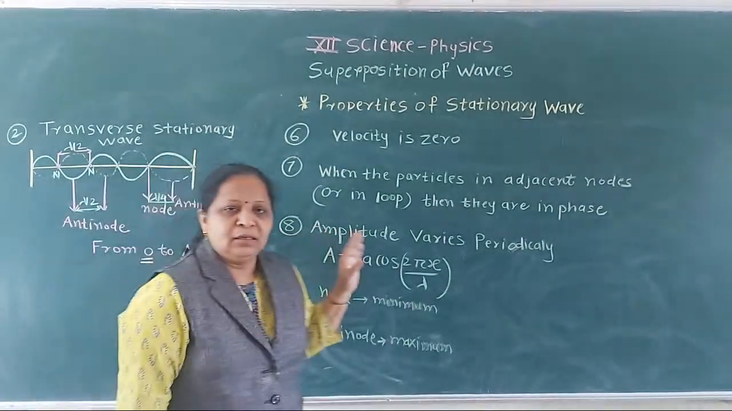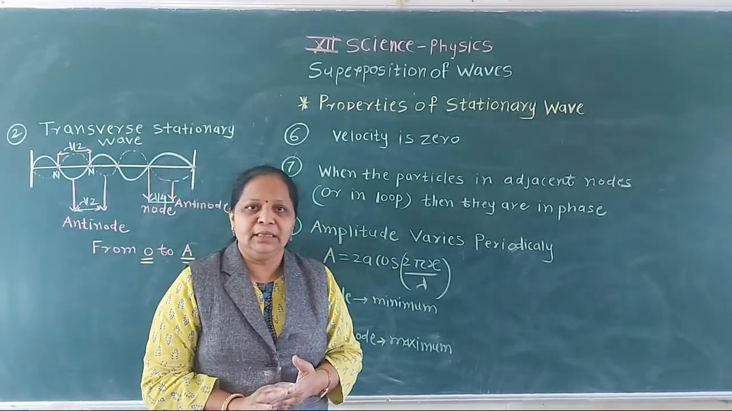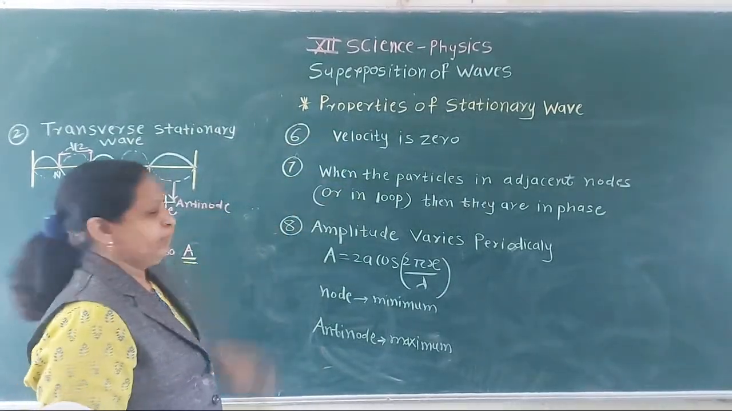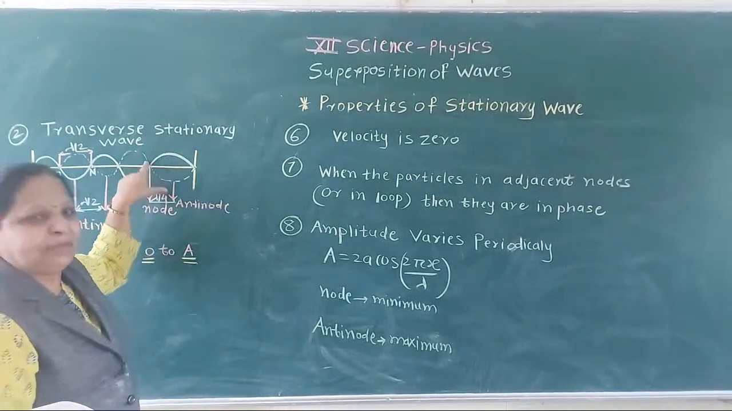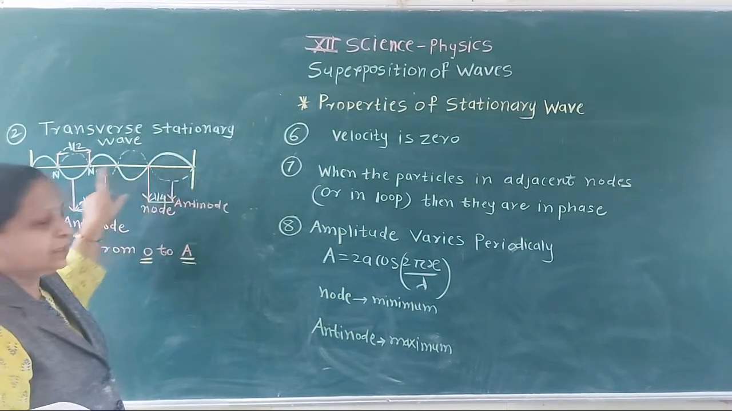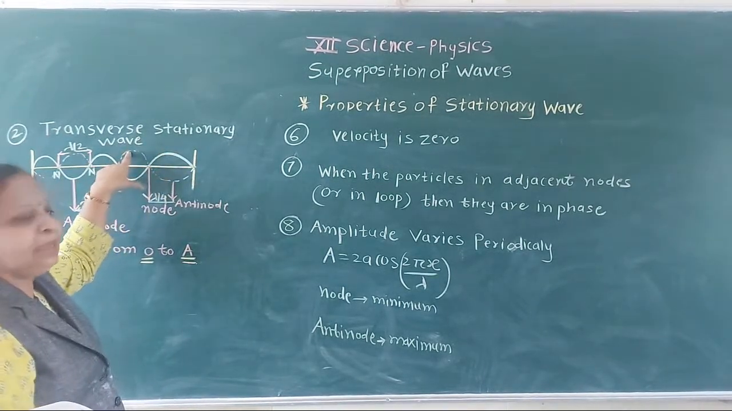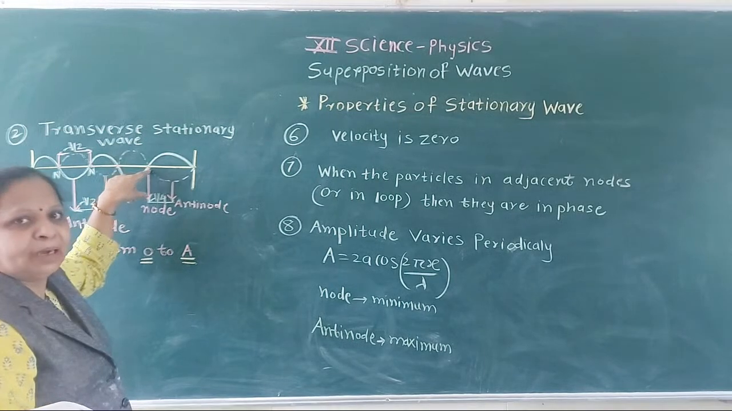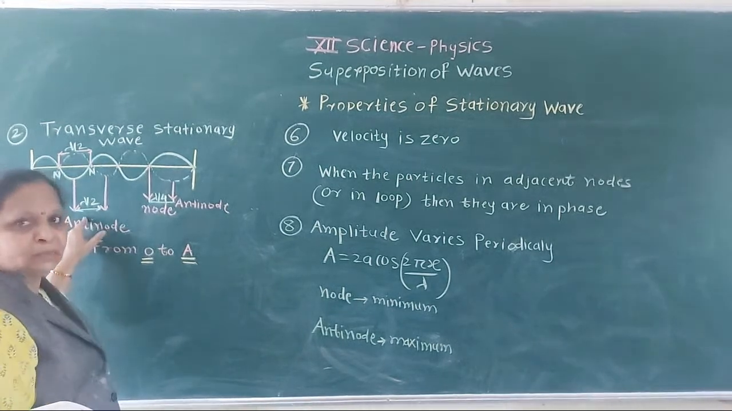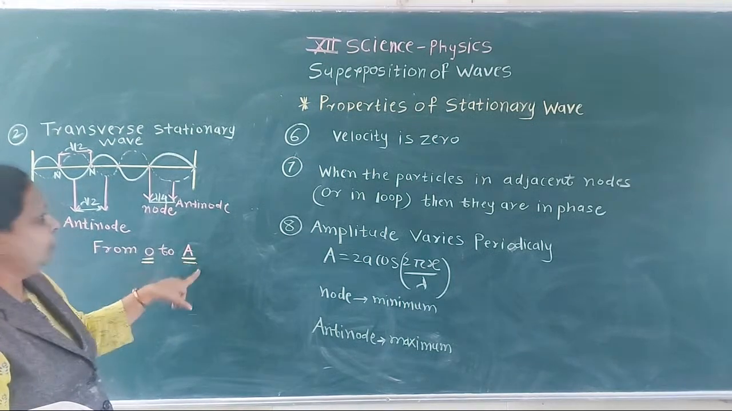First property: the stationary wave is produced due to the superposition of two waves through a medium along the same path in opposite direction. Second property is the transverse stationary wave. When two transverse waves superpose and interfere with each other along the same path in opposite direction, the wave is known as the transverse stationary wave. The point where the particles do not move is known as the node. The point where the particles move is known as the antinode. Amplitude varies from 0 to A.